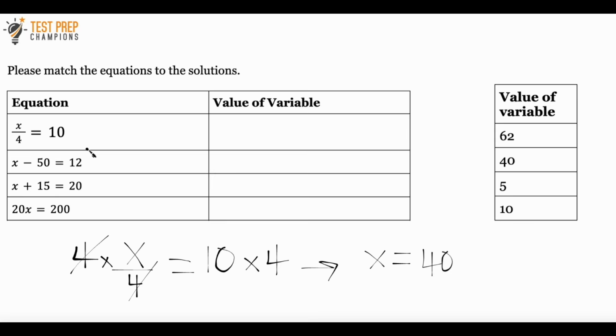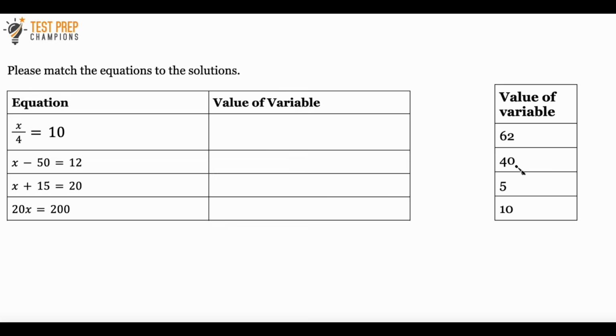We saw that it was x divided by 4, so we multiplied by 4 on both sides, and that got us the answer, which is 40. So let me clear this out of the way here so I've got room for the next one, and I'm going to put 40 in the box here.